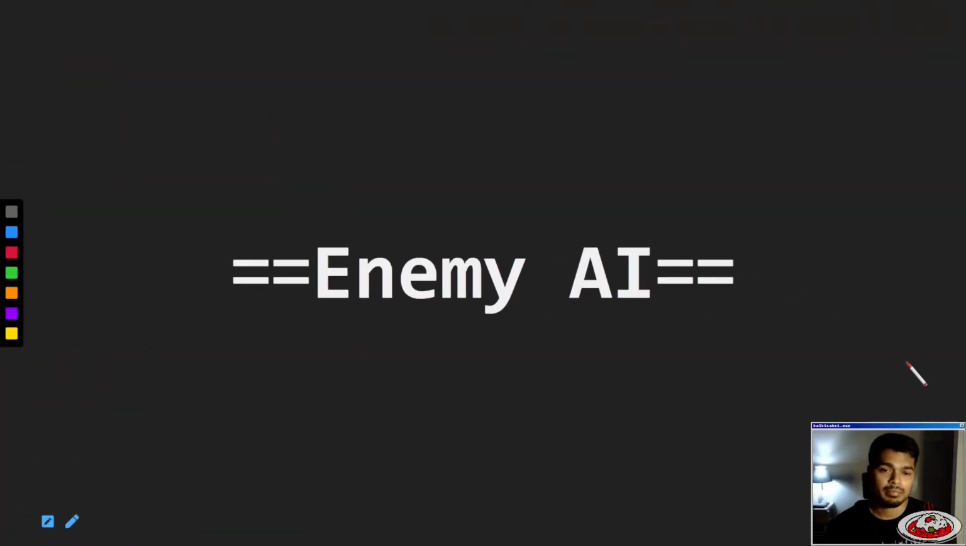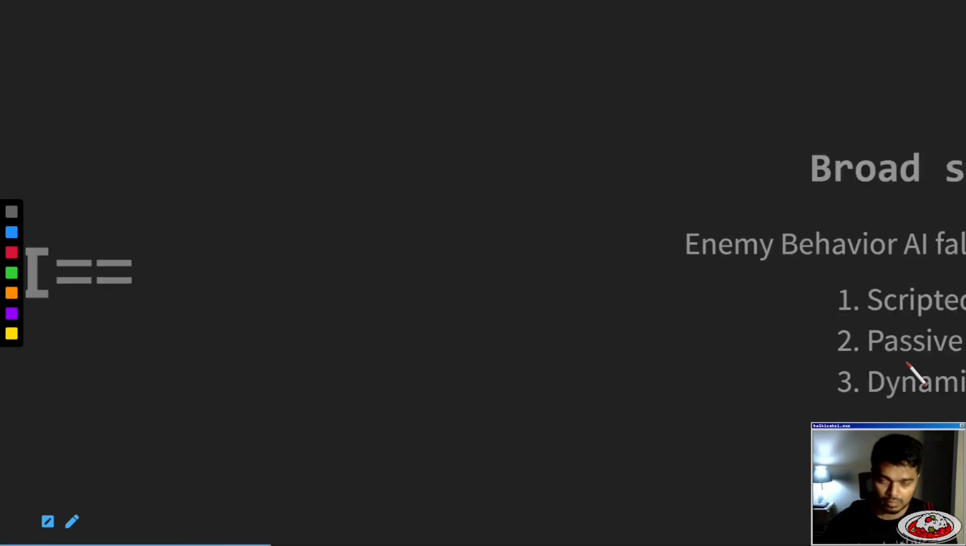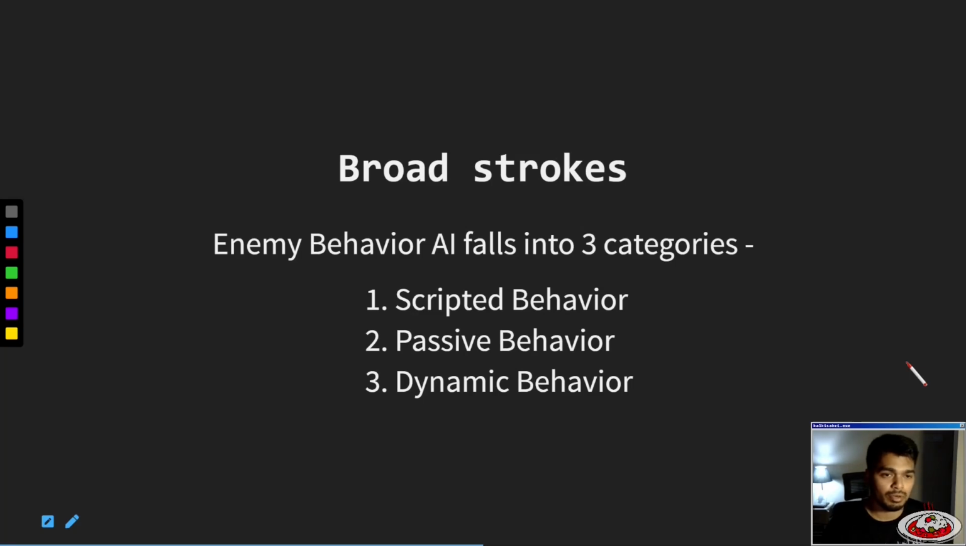Now, talking about enemy AI, what I'm referring to here are agents in your game that behave in an adversarial manner to the player themselves. The pattern of their behavior is generally dictated by the environment or the situation they are in with the player at the moment. Let's talk about it in broader strokes. Enemy behavior AI generally falls into three categories, I believe. You have scripted, passive, and dynamic behavior.